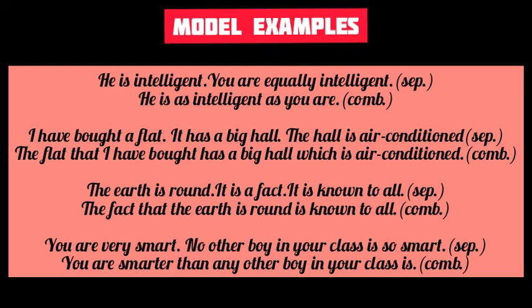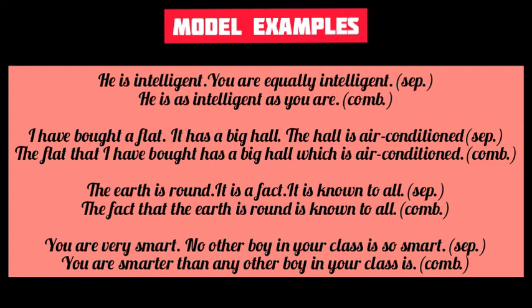In the second example, there are three simple sentences: I have bought a flat. It has a big hall. The hall is air conditioned. In the complex sentence, there are two adjective clauses, that I have bought and which is air conditioned, initiated by the relative pronouns that and which respectively. The principal clause of this sentence is the flat has a big hall.